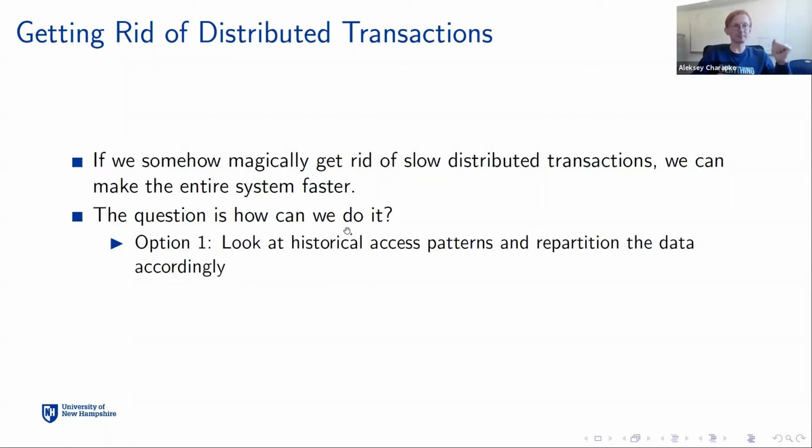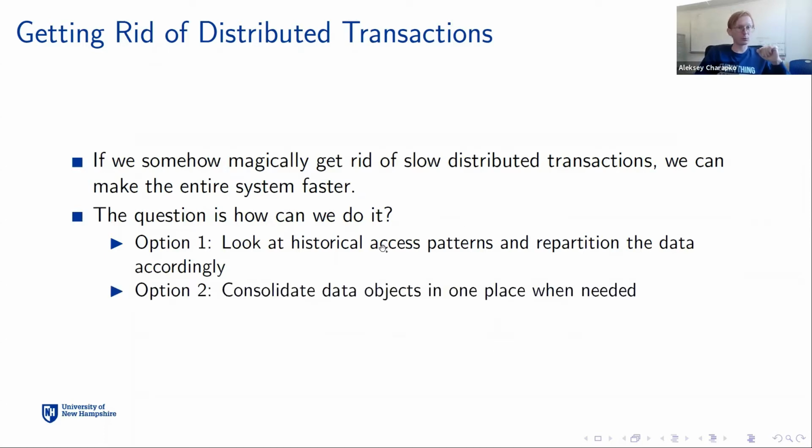The second option is to consolidate the data in one place only when it's needed. If we have a distributed transaction, we may decide, instead of making it distributed, to put all the data for this transaction on one machine, on one partition rather. So we consolidate the data, we run the transaction locally, and we hope that this is not a fluke transaction. We hope that because we consolidated this data, this pattern will persist into the future. So we adjust quickly right away for the first transaction, and hope that the locality we created by consolidating the data is going to persist.